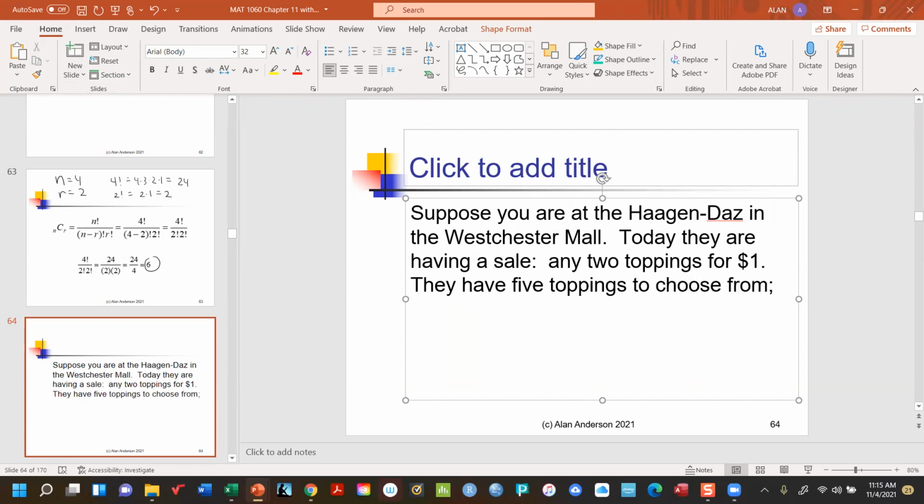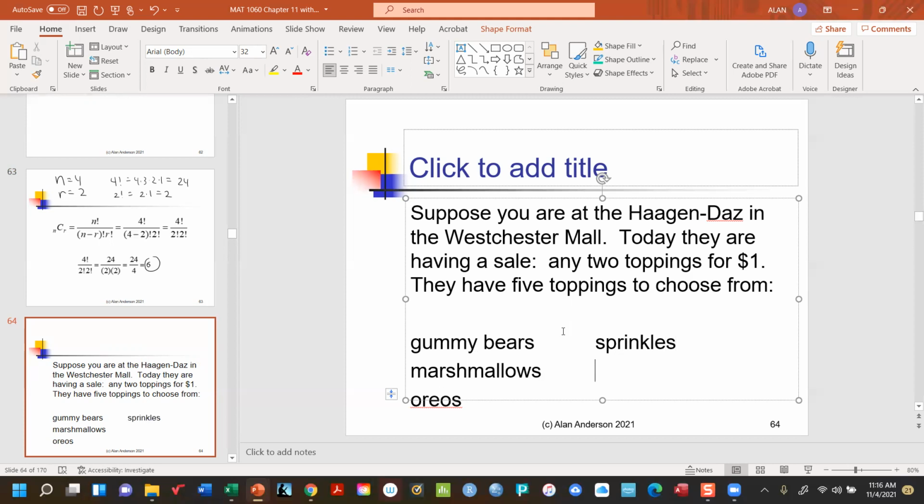All right, what could they be? For example, gummy bears, marshmallows, Oreos, or crushed Oreos, whatever. You know, sometimes they're whole, sometimes they're not, but Oreos. What else might they have? How about sprinkles? And let's see, what else might they put on there? Cherries. I don't know. You might put cherries on there. Who knows? All right. So I just needed 5 letters.